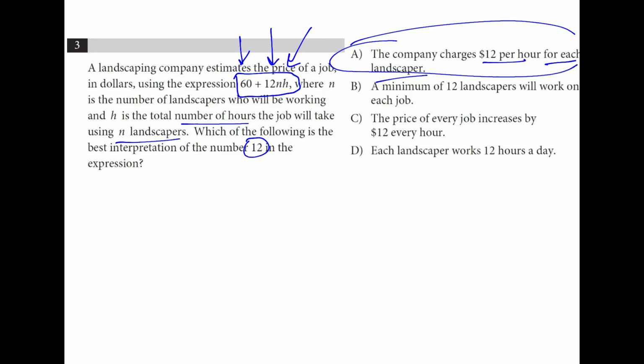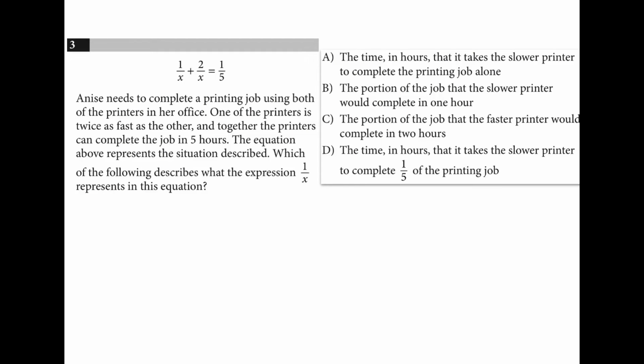We're multiplying by both. So in this problem, we're talking about a printing job that there's two printers. One is a slow printer, the other is a fast printer. One is twice as fast as the other. And the job is done in 5 hours. So this tells us the progress for each 1 hour, or 1 out of the total 5. That's where the 1/5 comes from.